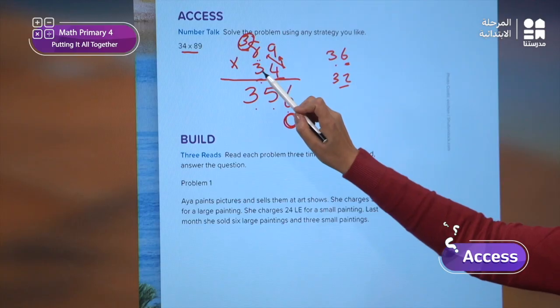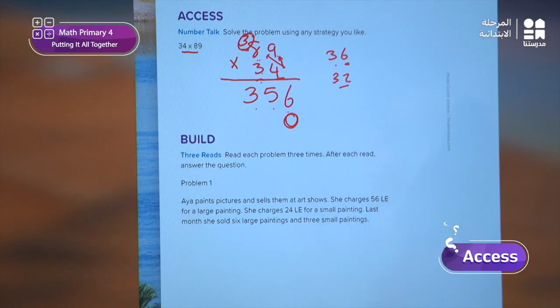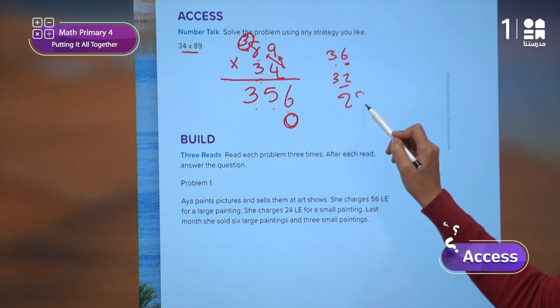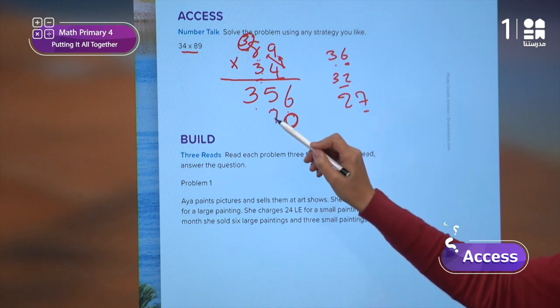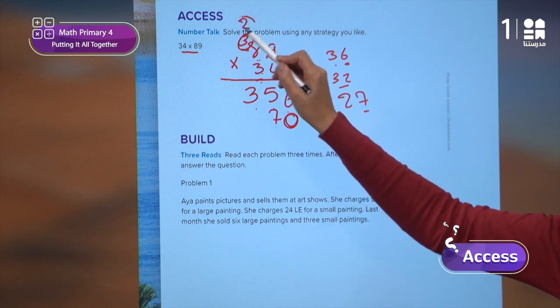Now, let's start to multiply 3 times 9. 3 times 9 equals what? 3 times 9 equals 27. So, I will put 7 down and carry 2 up to here.